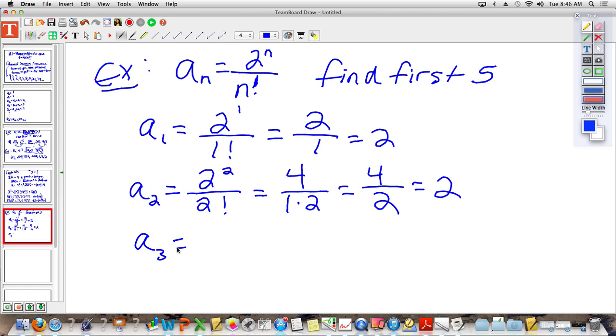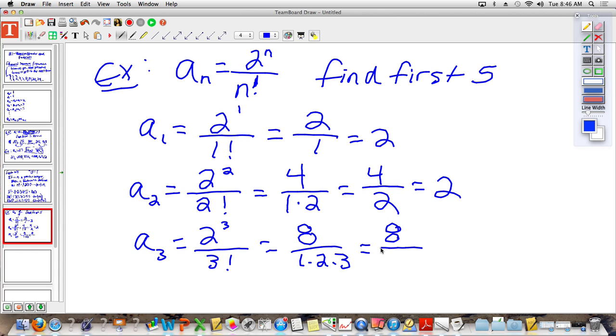The third term, 2 to the power of 3 divided by 3 factorial. What is 2 to the power of 3? 8. 3 factorial means 1 times 2 times 3. So we have 8 over, what's 1 times 2 times 3? 6. What is 8 over 6? 4 over 3. So it was not 2.